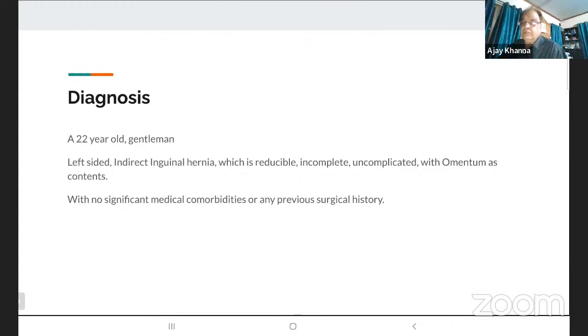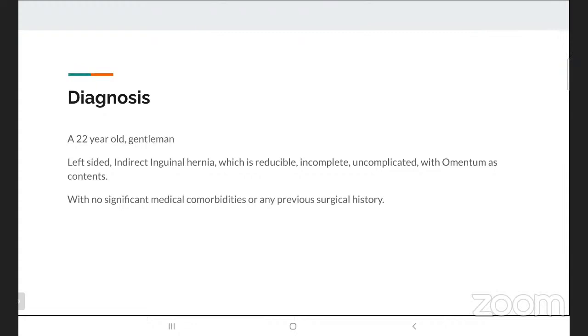Okay. What is meralgia paresthetica? It is due to the involvement of the lateral cutaneous nerve of the thigh. So what is the difference between meralgia paresthetica and inguinodynia?